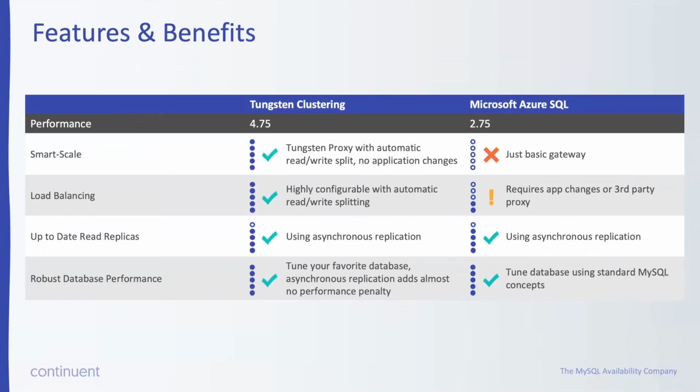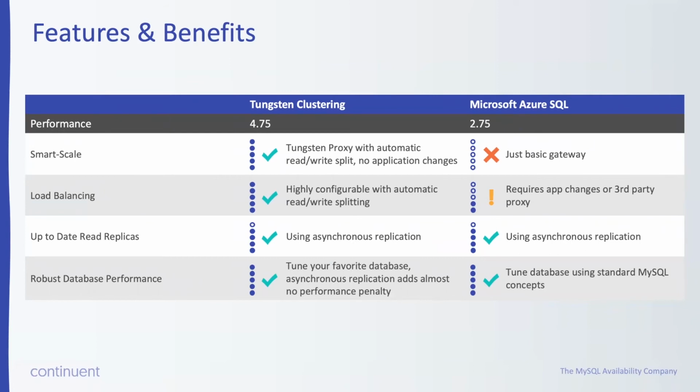Looking to performance, you get quite a few features with Tungsten Clustering. And a lot of this has to do with the high performance proxy that's included with Tungsten Clustering. Again, Tungsten Clustering includes the whole package. So you get stuff like load balancing, Smart Scale, which is automatic read-write splitting, no changes needed to your applications. Both solutions are using asynchronous replication, so there's no performance penalty there.